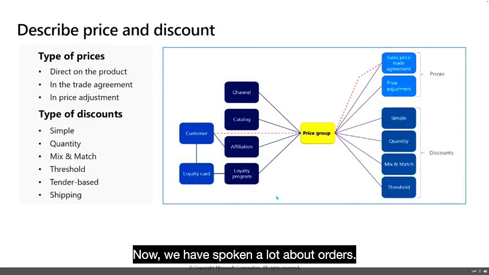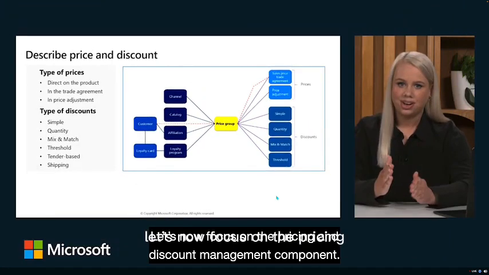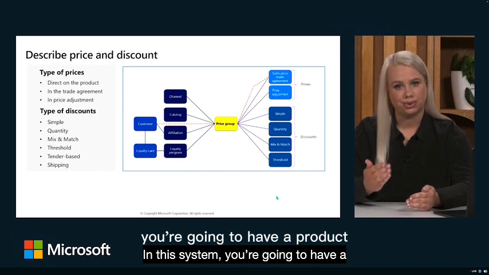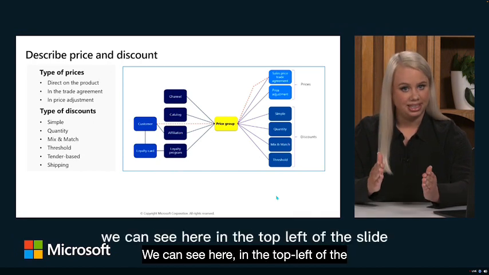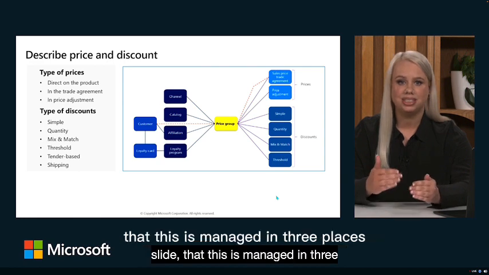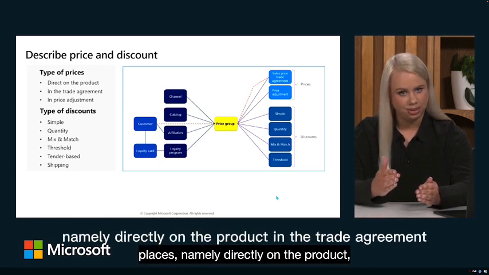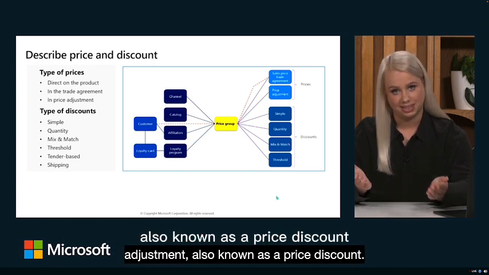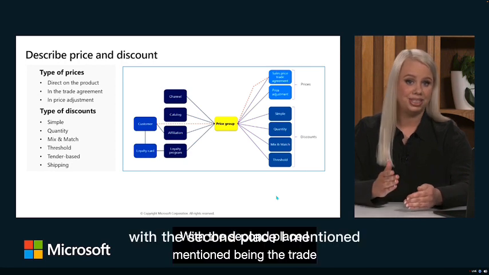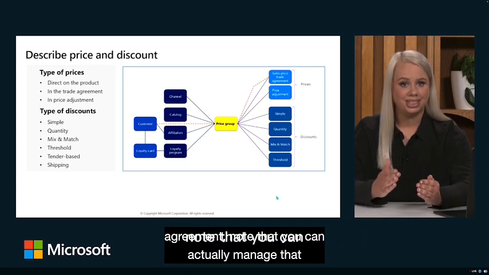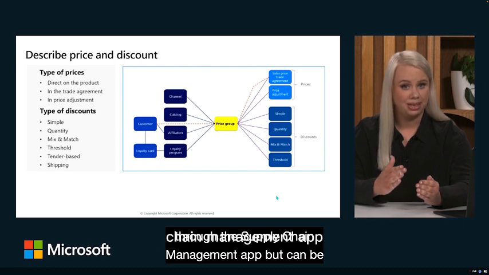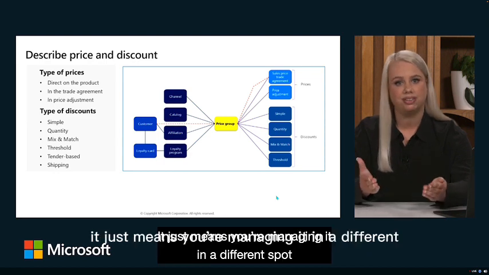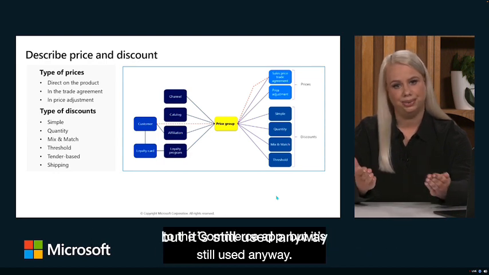Now, we have spoken a lot about orders. Let's now focus on the pricing and discount management component. In the system, you're going to have a product price for each of your products. We can see here in the top left of the slide that this is managed in 3 places, namely directly on the product, in the trade agreement, or in the price adjustment, also known as a price discount. With the second place I mentioned being the trade agreement, note that you can actually manage that through the supply chain management app, but can be used for orders created through the commerce app. It just means you're managing it in a different spot to the commerce app, but it's still used anyway.